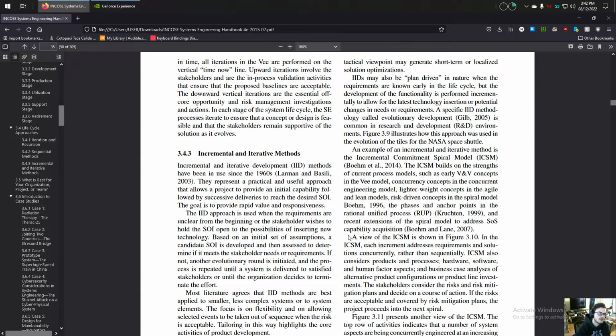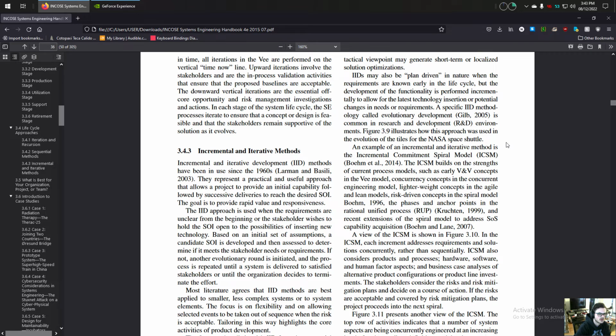IIDs may also be plan-driven in nature when the requirements are known in the early life cycle, but the development or the functionality is performed incrementally to allow for the latest technology insertion or potential changes in needs or requirements. A specific IID methodology is called evolutionary development and is common in research and development environments. Figure 3.9 illustrates how this approach was used in the evolution of the tiles for the NASA Space Shuttle.